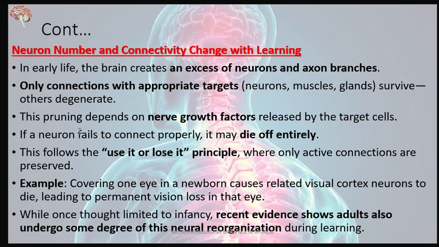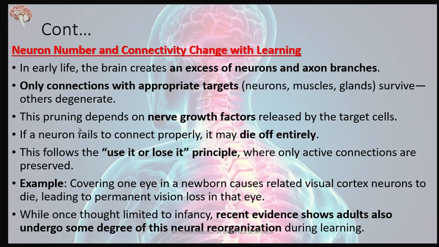Just a little bit of extension on memory. We've suggested that the number of neurons can also vary depending on our learning experience. The anticipation is that when you use particular neurons, they'll increase in number, but if you don't use them, they'll reduce. In early life, the brain creates excess neurons and axon branches. Only connections with appropriate targets, such as neurons, muscles and glands, survive, while others degenerate.